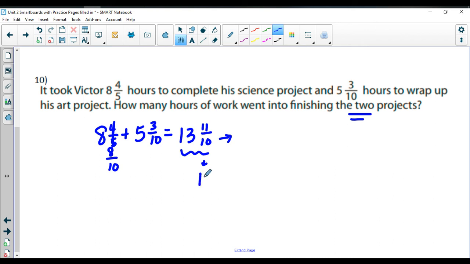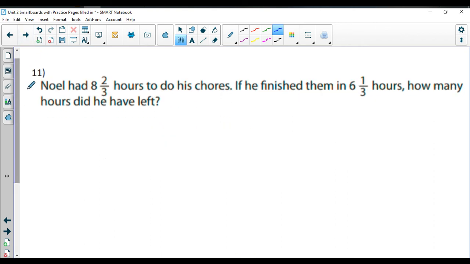So 11/10 is just going to be 1 1/10. So if you add that back on, you're going to have 14 1/10 hours. And if you put hours of work, that's great, but bare bones minimum, we'd like to see at least the word hours. We have one more on here, question number 11.